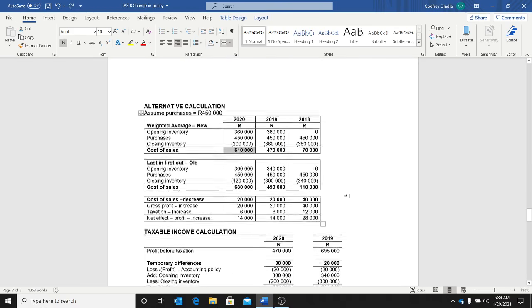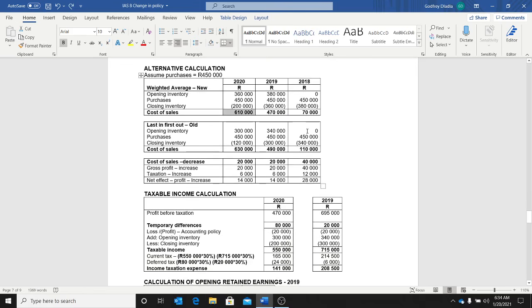Right. You do the same under old. 0 plus 450 minus the closing under old gives us 110. The closing here becomes opening here, plus purchases of 450 minus closing of 300. It gives us the cost of sales of 490. The closing here becomes opening here, plus purchases of 450 minus the closing of 120. It gives us 630.